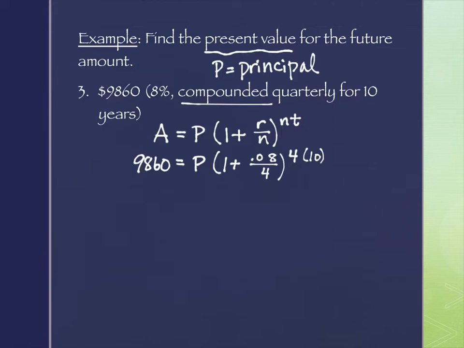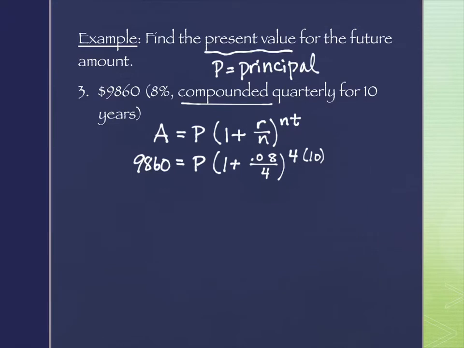So some context surrounding this might be something like, I want to have $9,860 when my child turns 16. They're 6 years old now. I've got 10 years to invest. How much do I have to dump in the account now and leave it sit there in order for them to have that money later on? Something like that, right? That's the context that would be surrounding a problem like that.